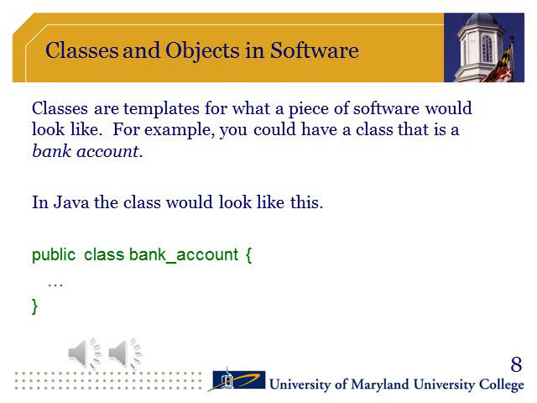In software, we use this concept to create classes and objects. Classes are templates for what a piece of software would look like. For example, you could have a class that is a bank account. In Java, the class would look like this: public class BankAccount.